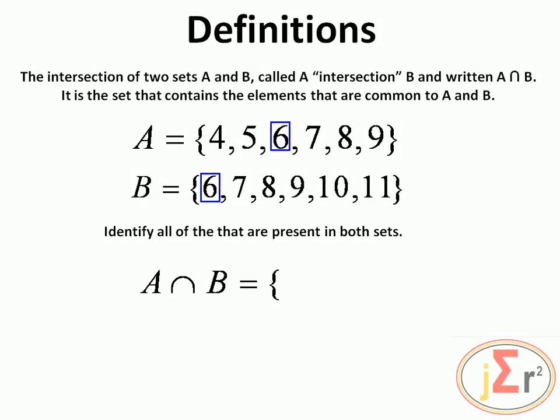So we have 6. We find 6 in both. So 6 will go there in our intersection. And 7 is in both. So that is a part of our intersection. Also, we have 8 in both sets. 8 is included, and 9 is not to be left out. It is present in both sets.